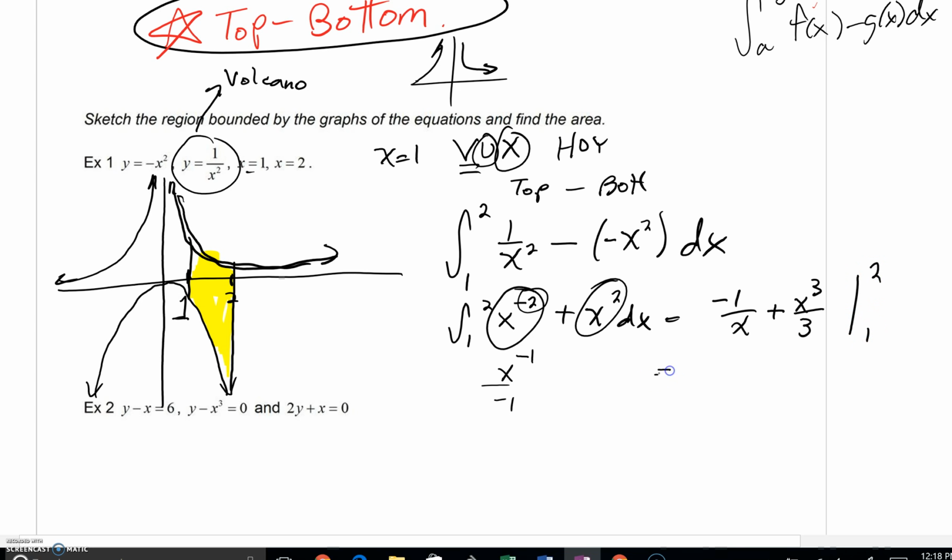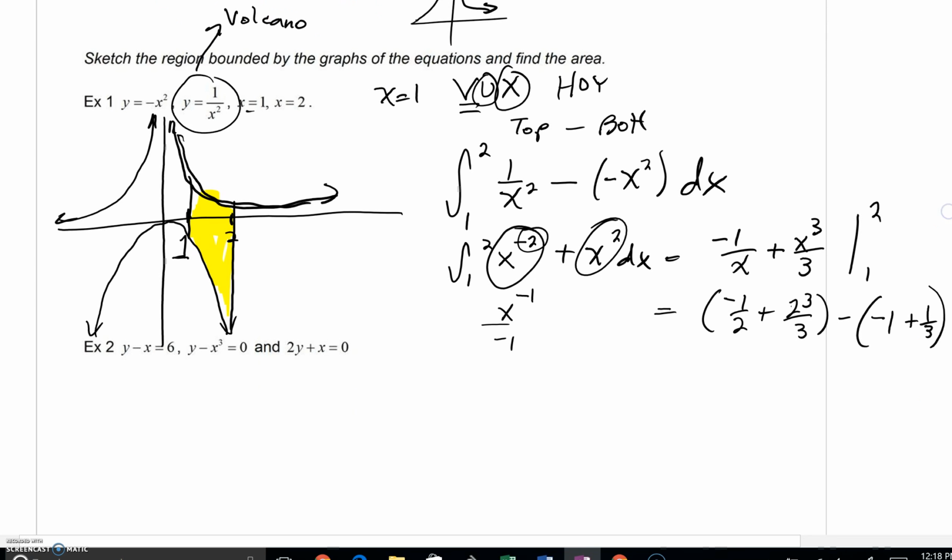You plug in your 2. You'd say, well, I've got a negative 1/2 plus 2 to the third all over 3. I'll say minus, we'll plug in your 1. You get a negative 1 plus 1/3. Now it's just number crunching, guys. If you can finish that up, hopefully you can do that quickly. Here's negative 1/2 plus 8/3. Inside here, negative 1 plus 1/3 is actually negative 2/3. So when you add that, you'd get a plus 2/3.